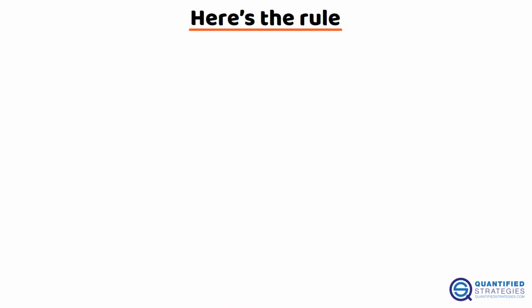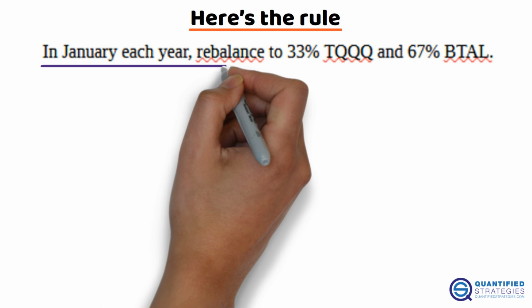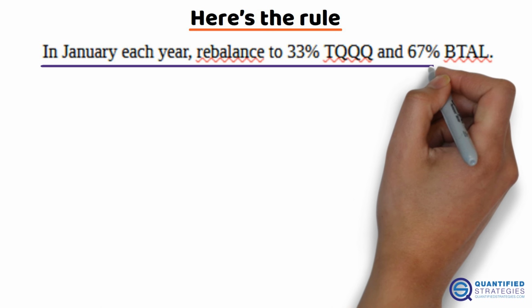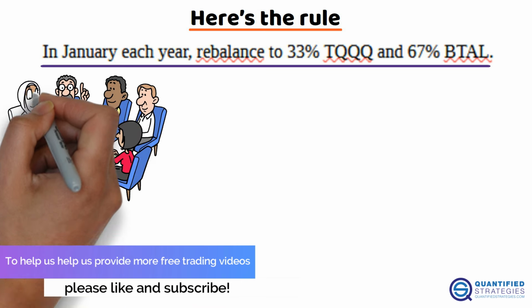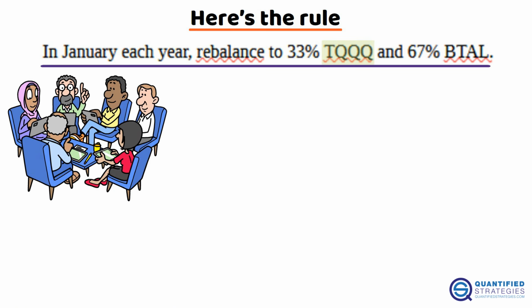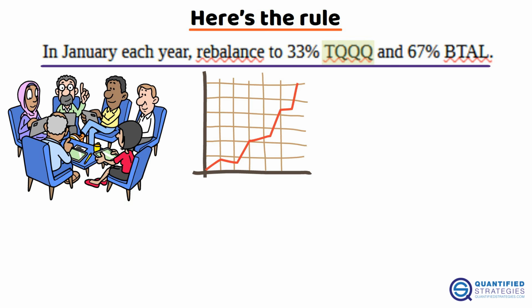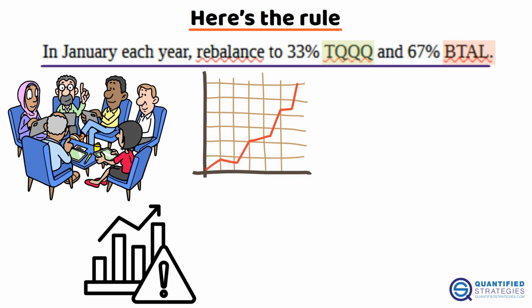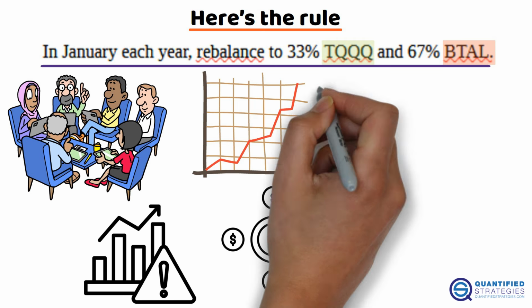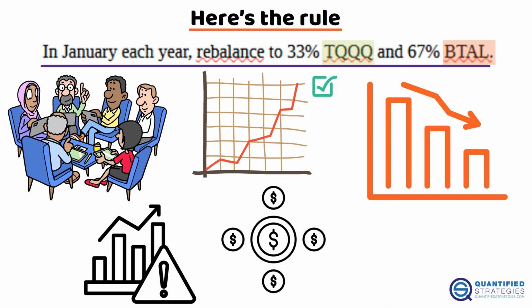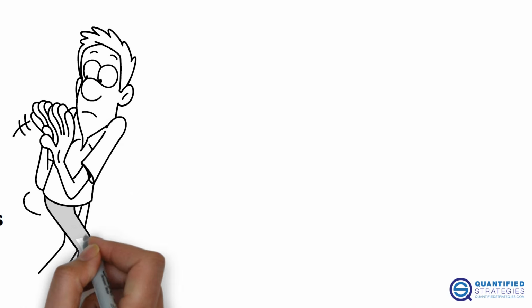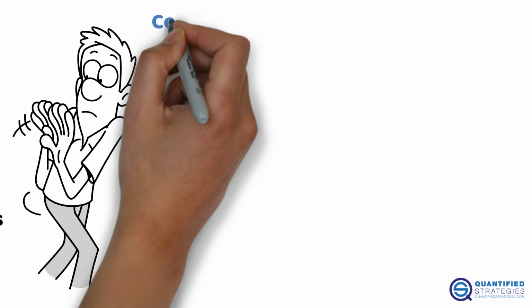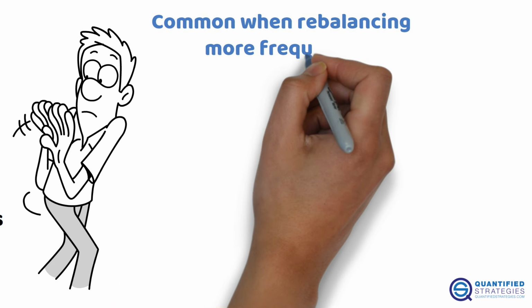Here's the rule. In January each year, rebalance to 33% TQQQ and 67% BTAL. That's it. Why does this work? TQQQ gives you massive upside when Nasdaq trends up, but it's risky. BTAL acts as the hedge. It tends to spike when high beta stocks drop, offsetting TQQQ's losses. Annual rebalancing also avoids volatility drag, which is common when rebalancing more frequently.